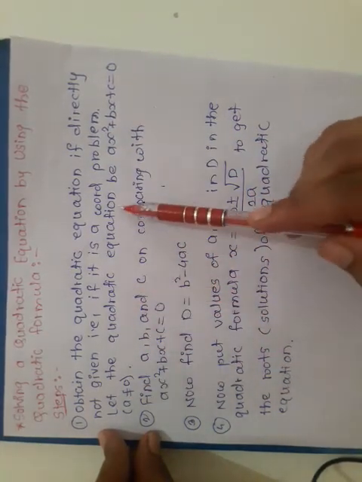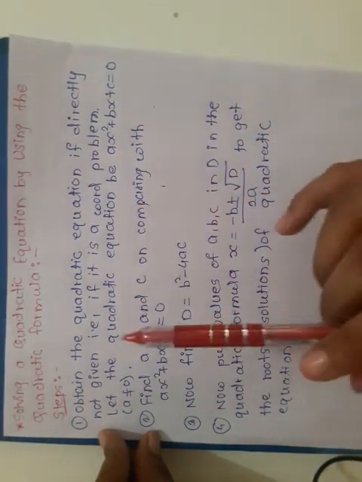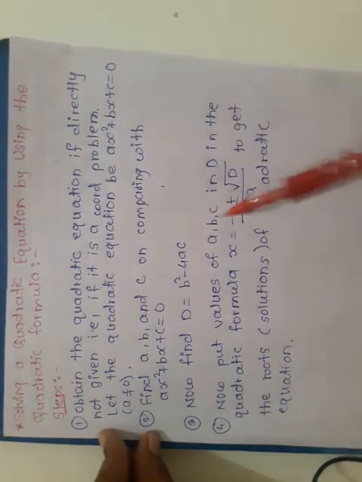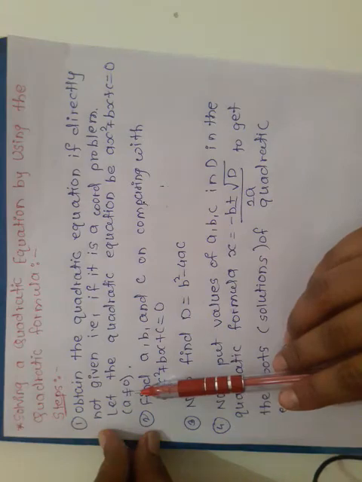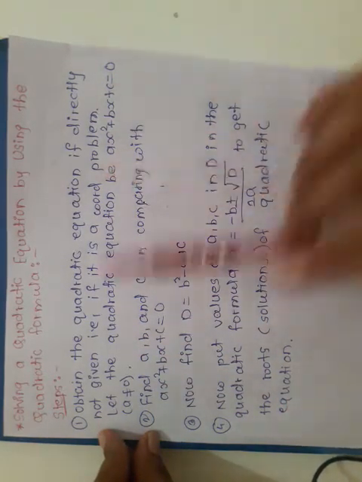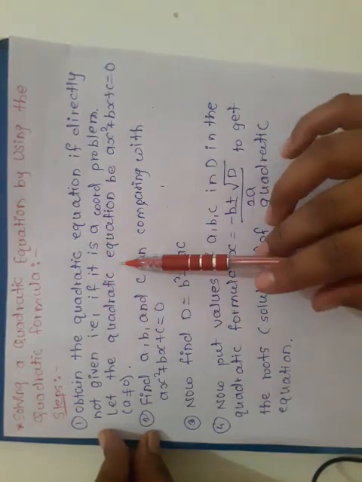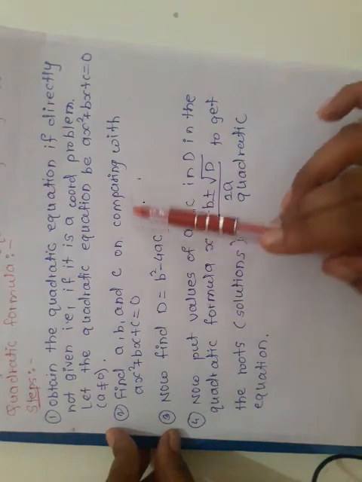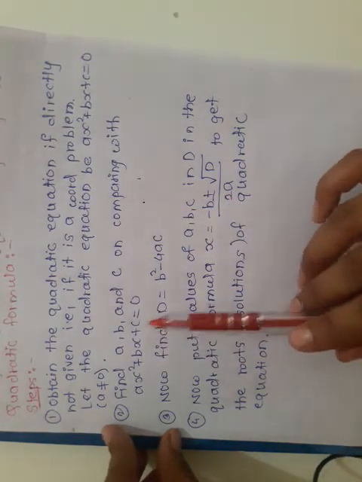So obtain that equation, and then let the quadratic equation be ax square plus bx plus c is equal to 0. Obviously here a must not be equal to 0. If the equation is directly given, then no problem. If a word problem is there, then obtain the equation. Then our second step is what? Find a, b and c on comparing with ax square plus bx plus c is equal to 0.